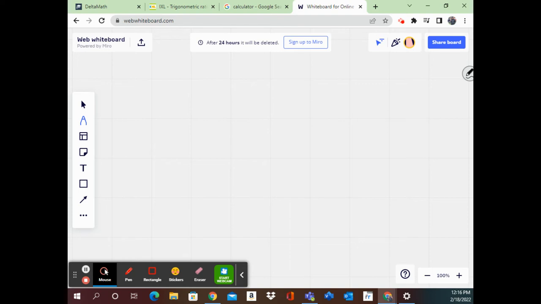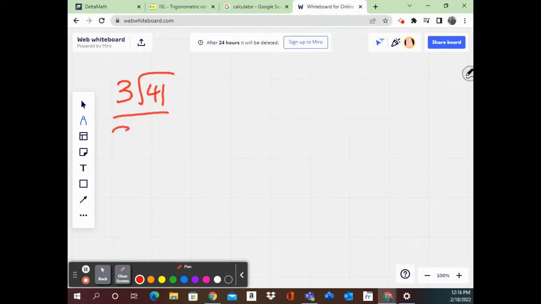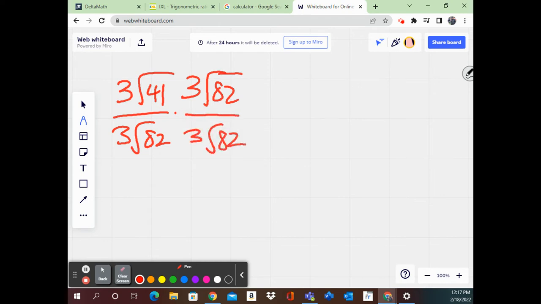All right, so on the whiteboard, what we want to do is 3 square root of 41 divided by 3 square root of 82. So I'm going to do a couple radical problems here so we can go through the process. The only way to get rid of a radical in the denominator is to multiply it by itself. So we're going to multiply the numerator and the denominator by 3 square root 82. That's going to get rid of it in the denominator.